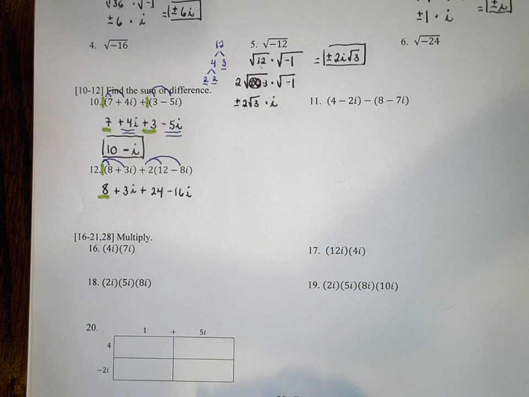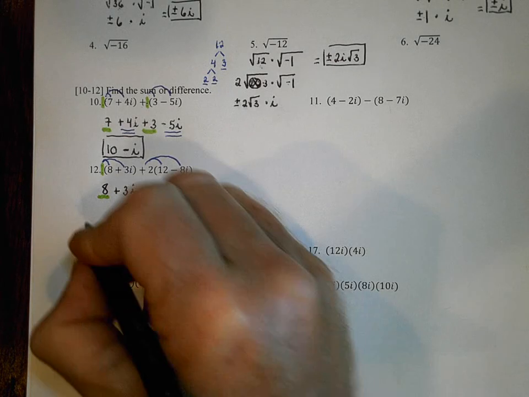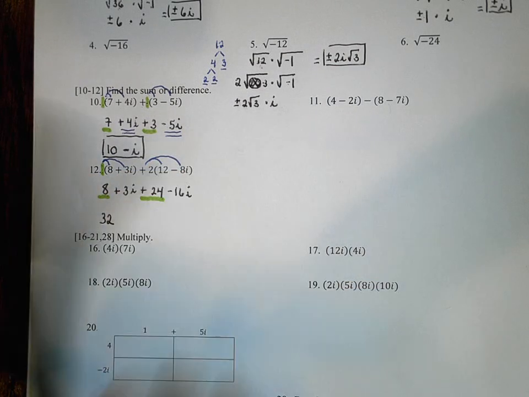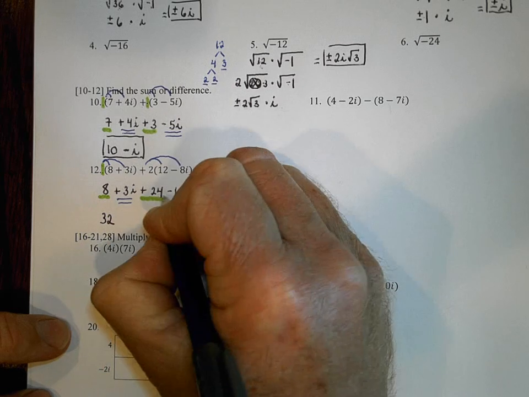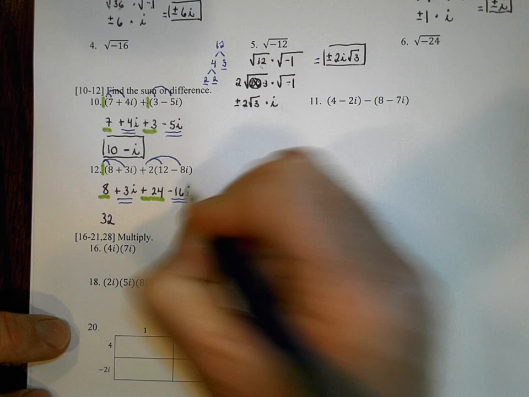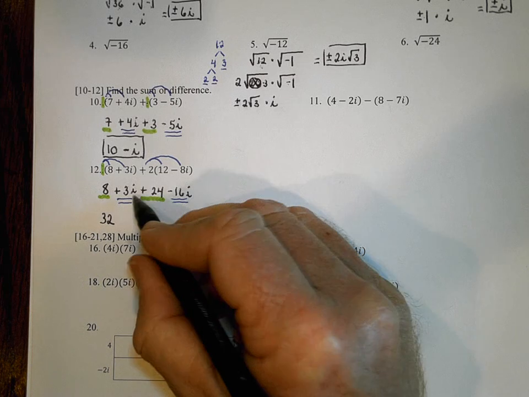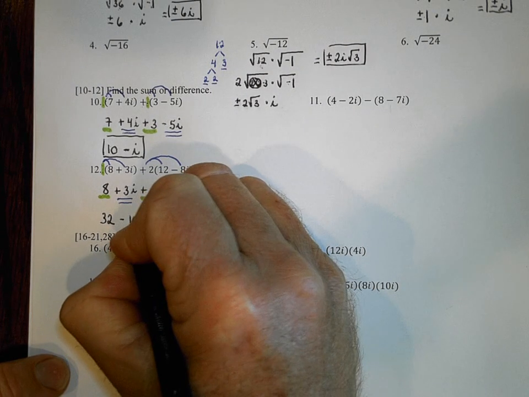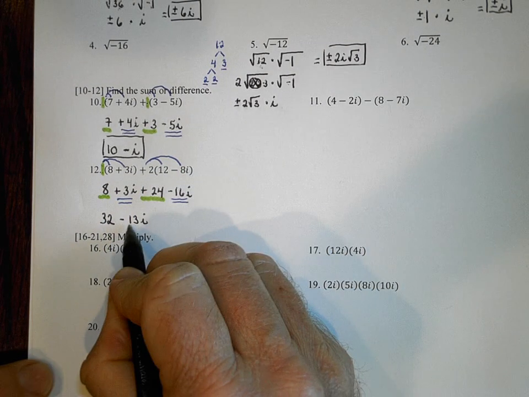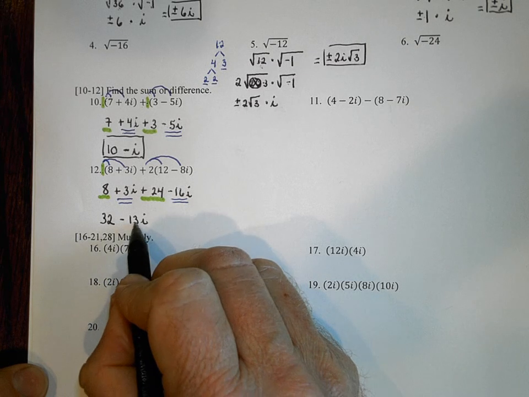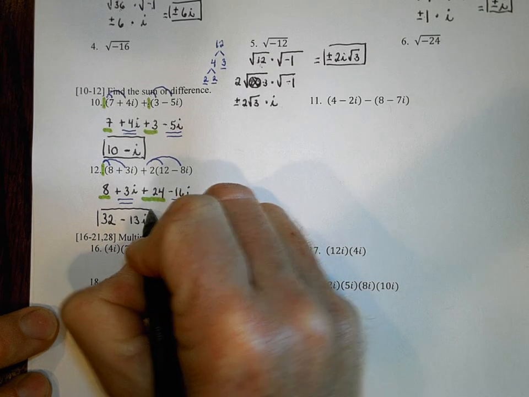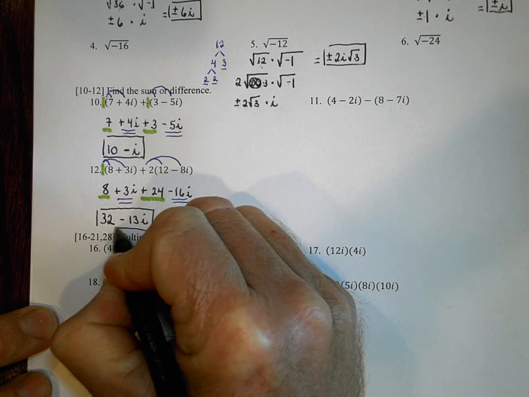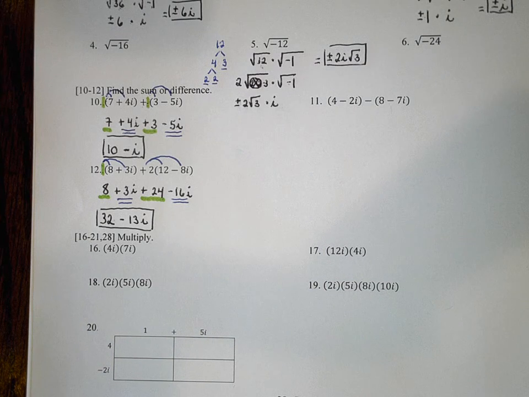Is there anything that's a like term with the 8? Yeah, the plus 24. Combine those together. 8 plus 24 gives me 32. Then let's go to the 3i. Is there anything like with the 3i, the positive 3i? Yeah, the minus 16i. So we're going to combine those. So positive 3i minus 16i is negative 13i. And you cannot combine the minus 13i with the 32 because the 32 doesn't have an i. So therefore, this is what the sum of number 12 works out to be, 32 minus 13i.